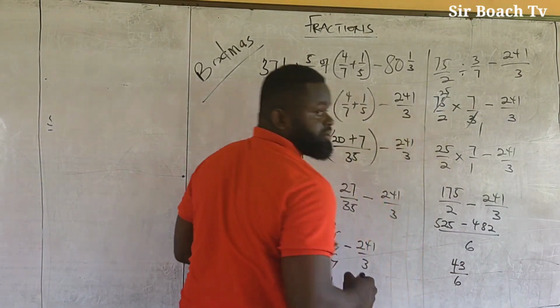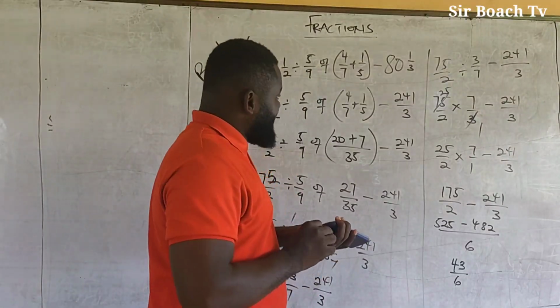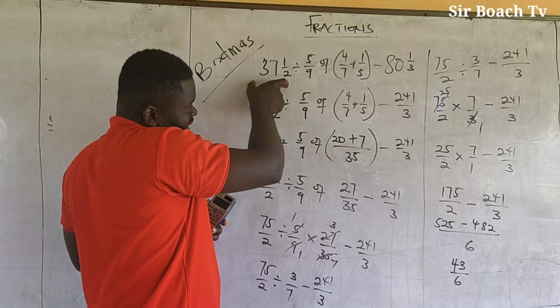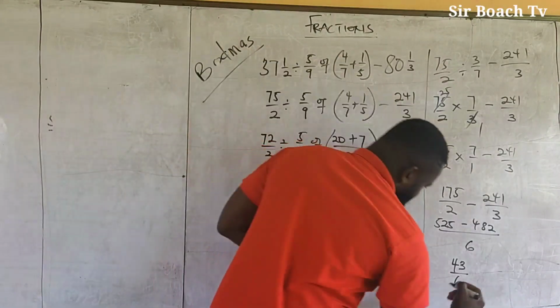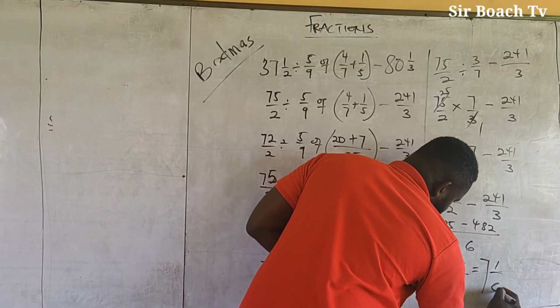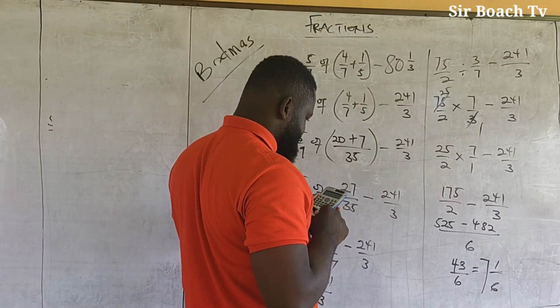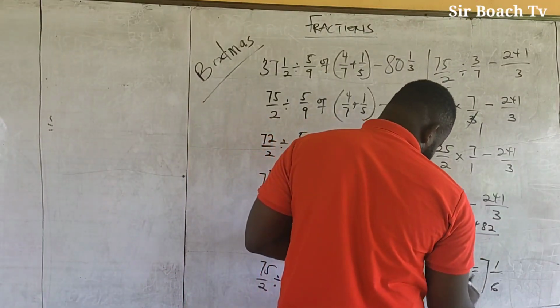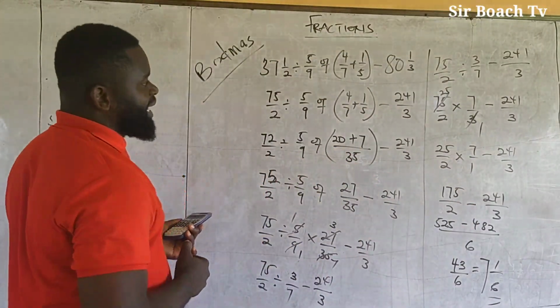43 over 6. Now 43 over 6, we can convert it back because some of the terms of the question were in mixed fraction, we will have to change our answer into mixed fraction. So we are going to get 7 whole number 1 over 6. 7 times 6 is 42, plus 1 is 43, all over 6. So this is the final answer.